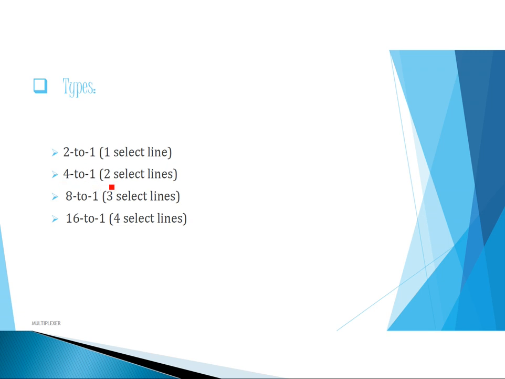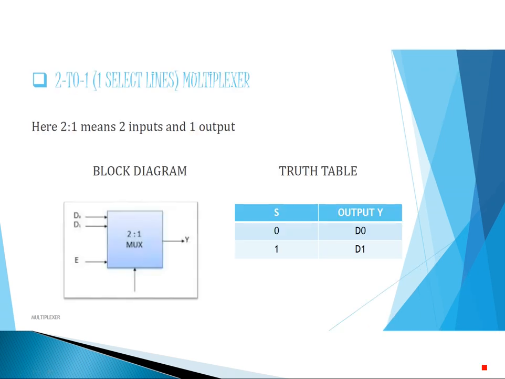And the 4:1 multiplexer has two select lines, hence 2 to the power of 2 equals 4 inputs. And the 8:1 multiplexer has 3 select lines, 2 to the power of 3 equals 8 inputs. And next, the 16:1 multiplexer has 4 select lines. So these are the different types of multiplexers. Now we'll discuss these multiplexers one by one. First, the 2:1 multiplexer.